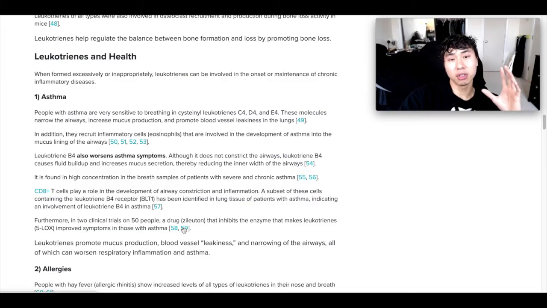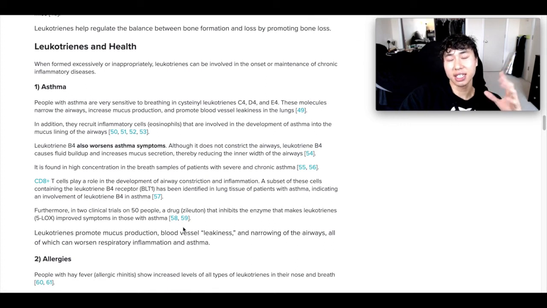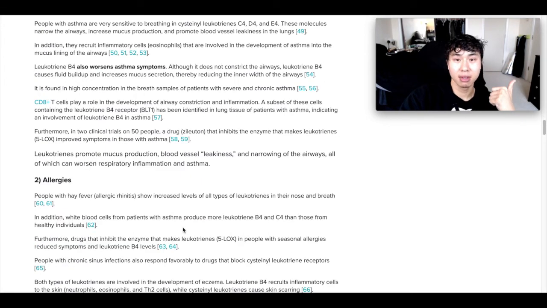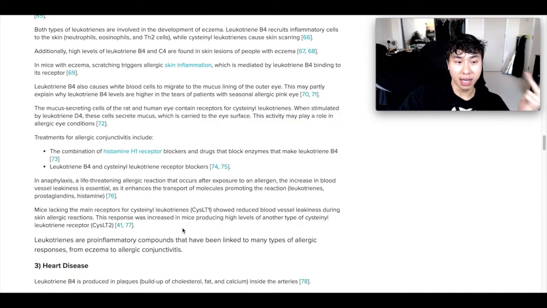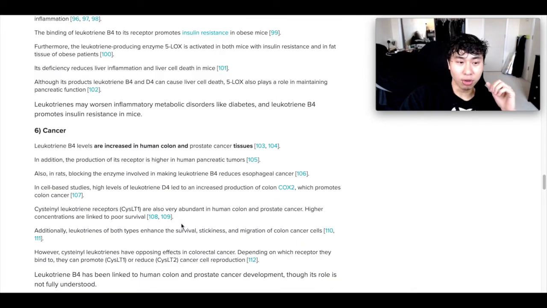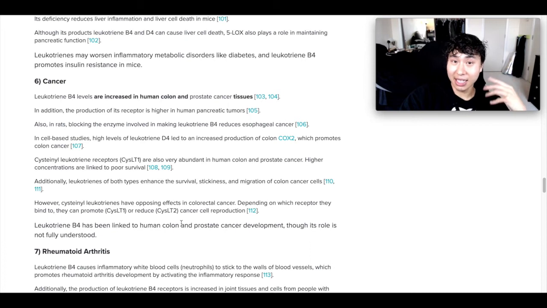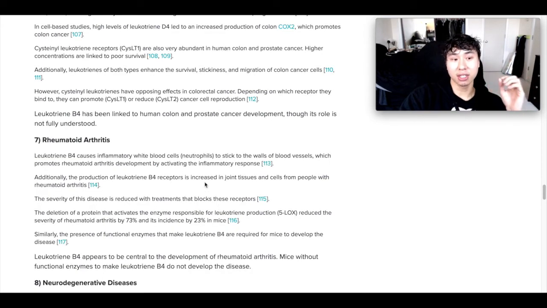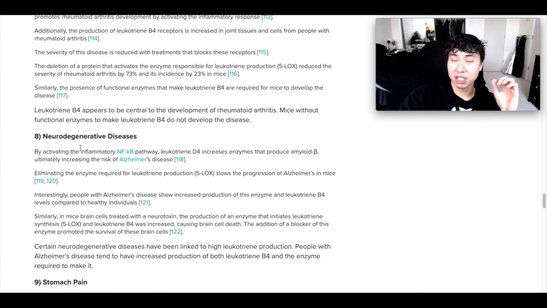Now, too much of leukotrienes is tied to medical conditions like asthma and allergies and eczema and heart disease, which is the #1 cause of death, and metabolic disorders, and the deadly cancers, including colon cancer and prostate cancer and pancreatic cancer, and autoimmune conditions like rheumatoid arthritis, and also neurodegenerative diseases like Alzheimer's.